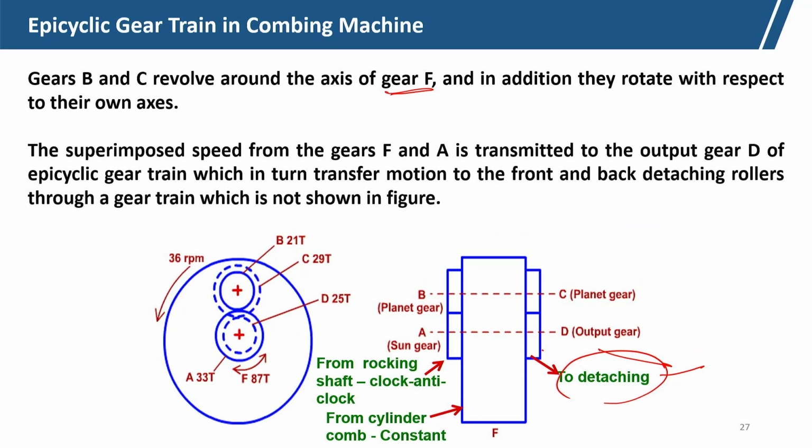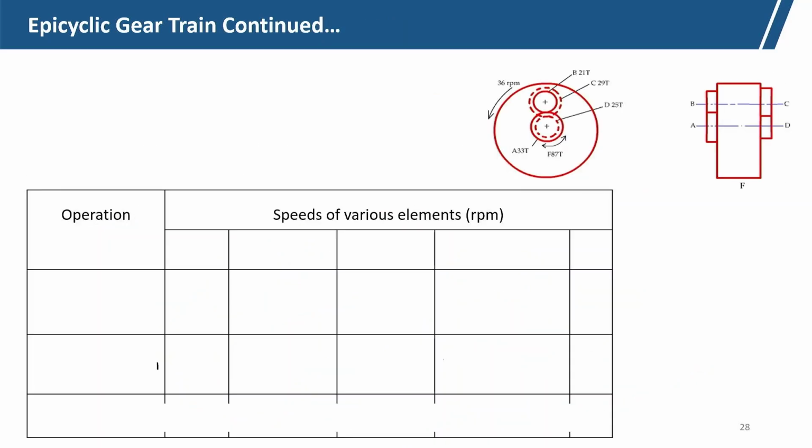The superimposed speeds from gear F and A are transmitted to gear D of the epicyclic gear train, which in turn transfers the motion to the front and back detaching rollers through a gear train. This gear train is not shown, but there will be a simple gear train. Now, try to see the velocity ratios.